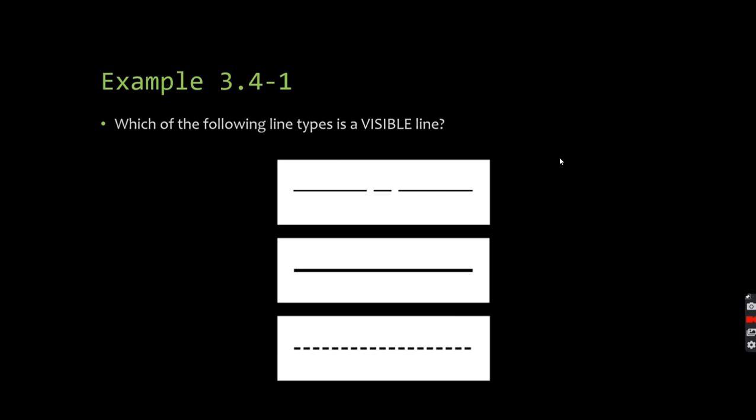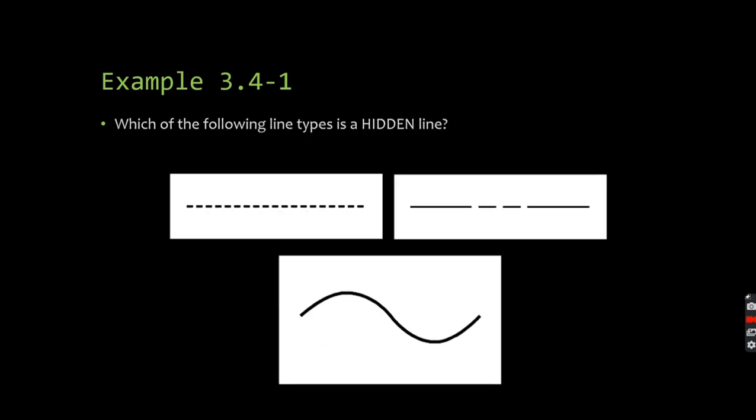Which of the following do you think is a visible line? That is correct, the one in the middle. Which of the following is a hidden line? That is correct, it is dashed lines.